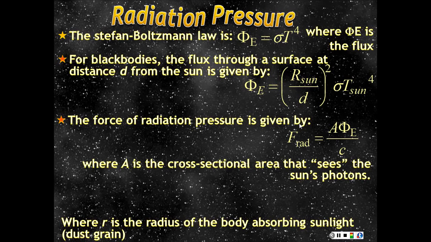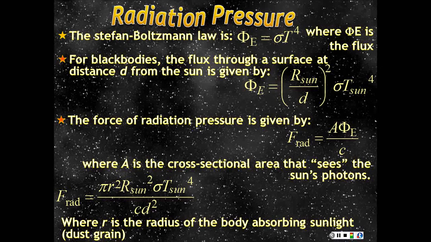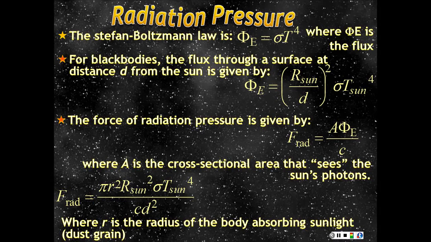And so we've got this radiation pressure that's given by the cross-section, the flux, etc. Now I'm just going to plug in the A. I'm going to assume that my particles are spherical, so they have a cross-sectional area of pi r squared. It's a good approximation. And then I can put in my radius, sigma T to the 4, my c and d squared here. So r is the radius of the grain, R sun is the radius of the sun, T sun is the temperature of the sun, d is the distance from the sun, and so this is the force that a given grain will feel, and clearly it is dependent on distance squared.